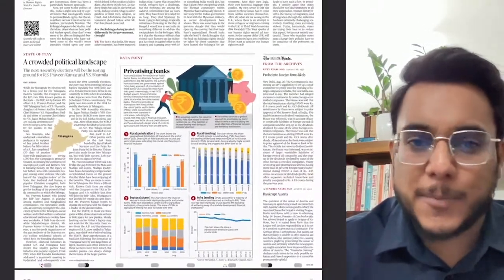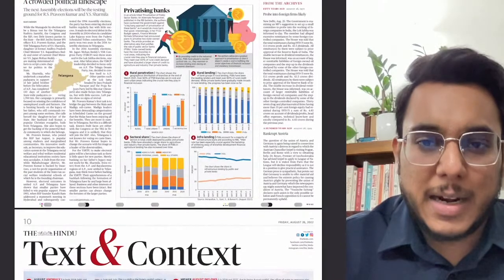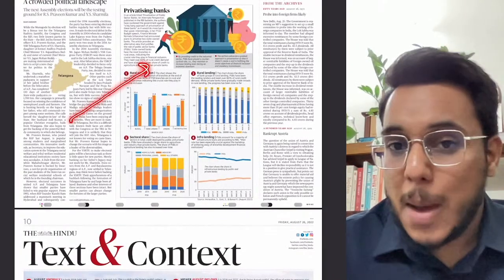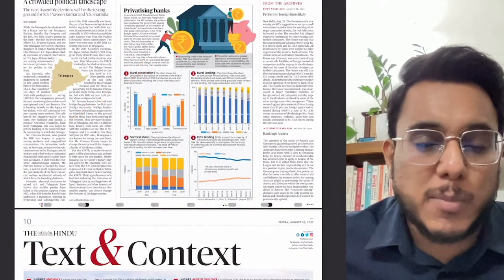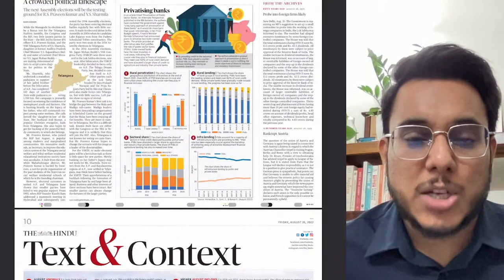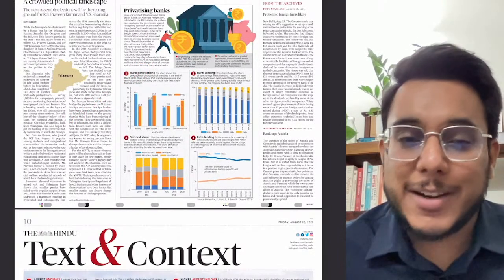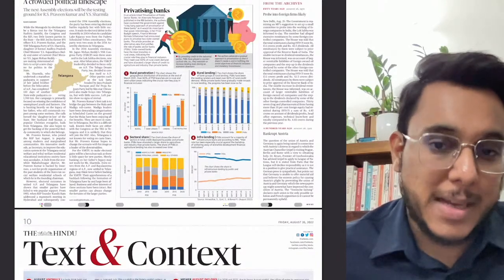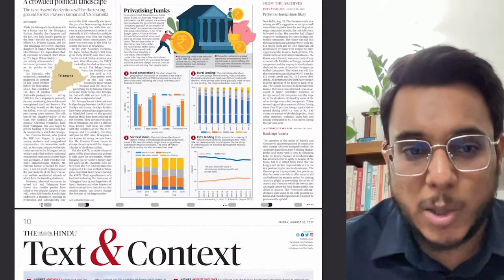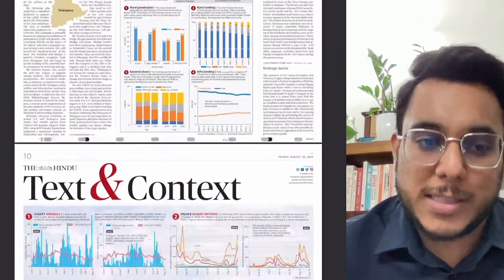Now guys, in today's paper, we will be taking this particular data that has been given with respect to bank privatization, because guys, for the past few days there is speculation that the government might be privatizing some of the government public sector banks. So we'll see some of the data in this particular respect which could be important for your exam.